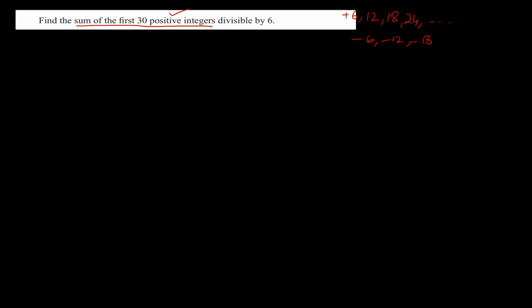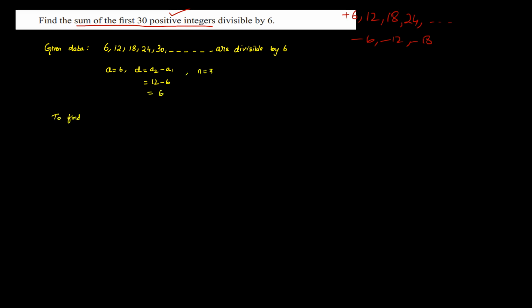What do we have to write first? We have to write the given data first. The given data: numbers divisible by 6, that is 6, 12, 18, 24, 30 are in AP. Next, a is equal to 6, d is equal to a2 minus a1, that is 12 minus 6 is 6. What to find? We need to find S30, and they have given n is equal to 30. Then what is the formula? The formula is Sn is equal to n by 2 into (2a plus (n minus 1) into d).